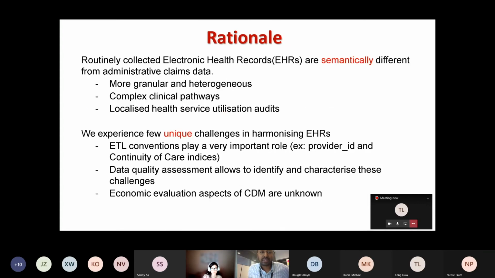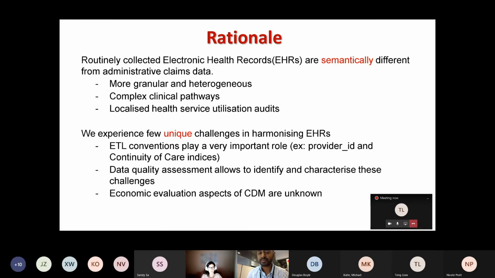Maybe in the slide, I just want to expand a little further on why we wanted to do data quality assessment in particular and why this project. I want to emphasize that routinely collected electronic health records are semantically very different from administrative claims data. In my opinion, they're very complex and very granular. They're very heterogeneous. Another important thing is they tend to capture complex clinical pathways, which are often very simplified in administrative claims data.